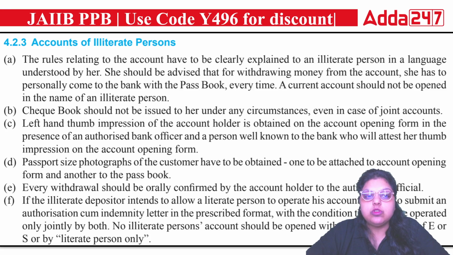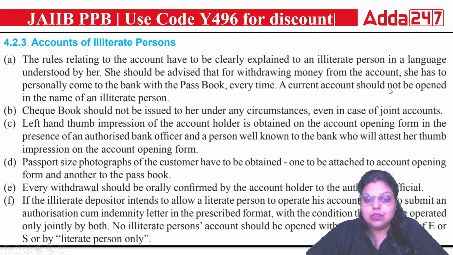A current account should not be opened in the name of an illiterate person. Also, the checkbook should not be issued to the illiterate person under any circumstances. Even in case of a joint account, the illiterate person cannot have a checkbook. Left hand thumb impression should be taken of the account holder on the account opening form in the presence of the authorized bank officer and a person well known to the bank who will attest the thumb impression on the account opening form, like attested by the witness.